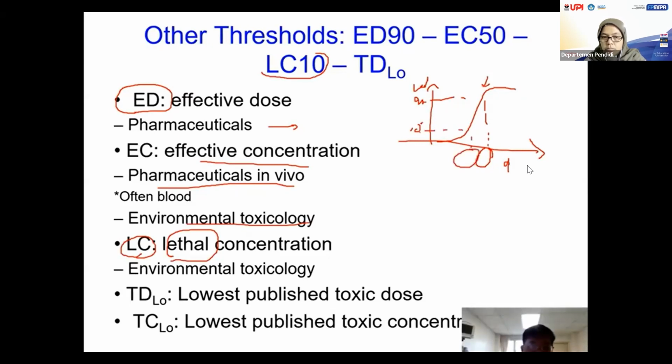So on the other hand, TDLO and TCLO, it means one is the lowest published toxic dose, the other is the lowest published toxic concentration, right? So that means the lowest ever published dose that gives you some effect, okay?